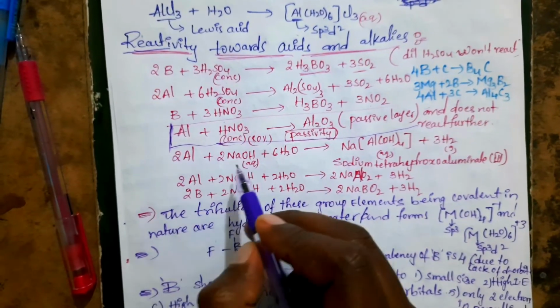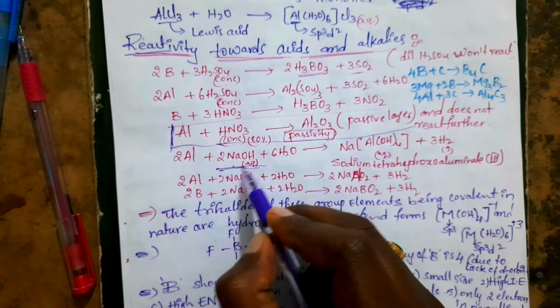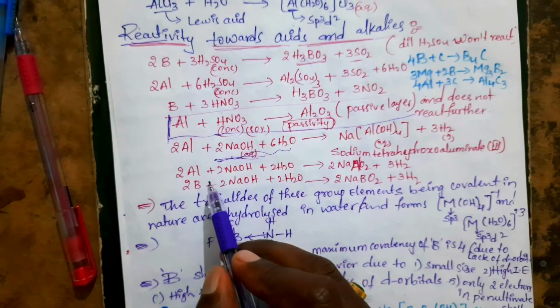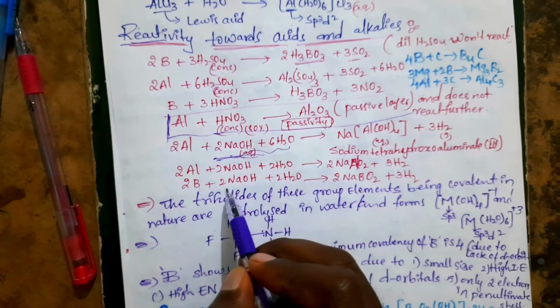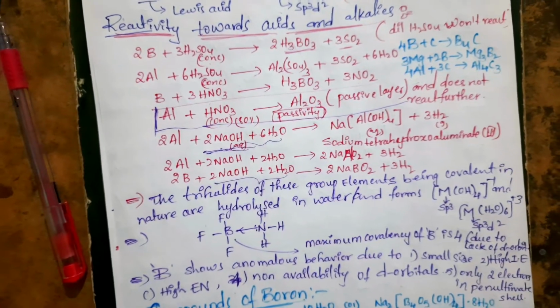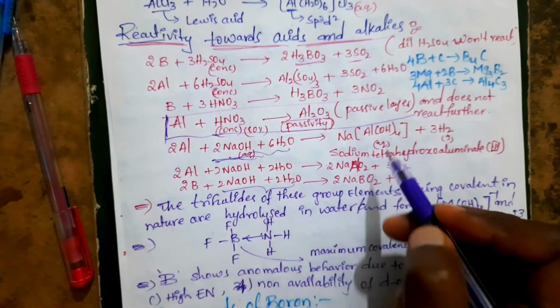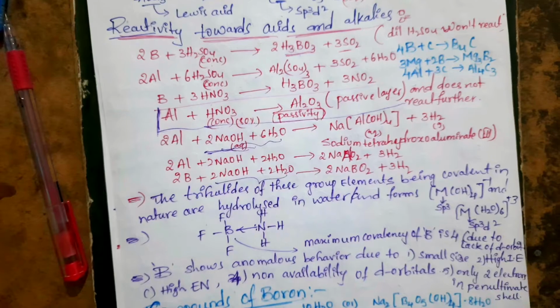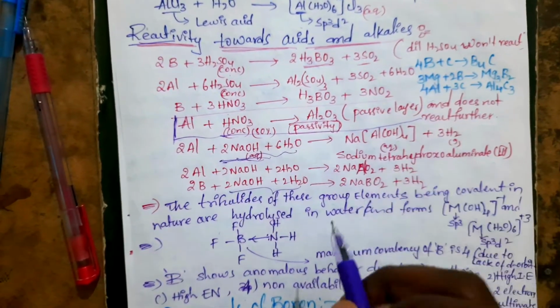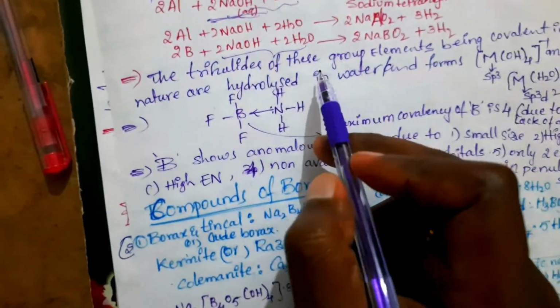Now aluminum, when it reacts with aqueous sodium hydroxide, that is alkali, forms sodium meta-aluminate. Boron on reaction with sodium hydroxide also forms sodium metaborate. So sodium tetrahydroxo aluminate(III) complex will be formed here. Okay? So now you can see here trihalides.